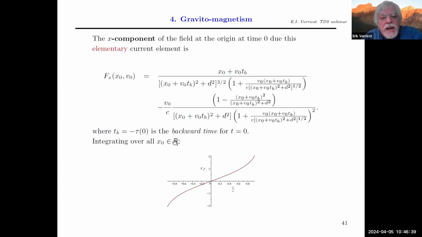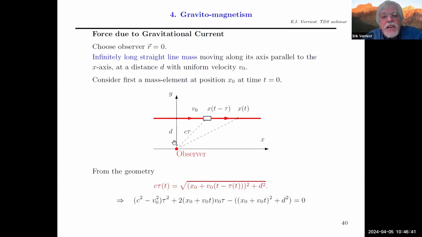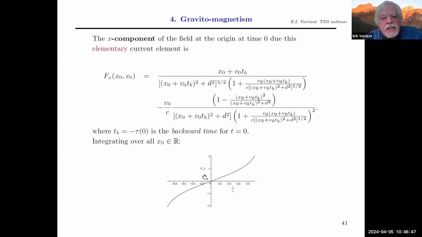But if you now integrate over all x0, that means we integrate over the entire length of the bar, then we see that there is a force in the direction of the motion of the bar, parallel to the bar. And that force is approximately linear, proportional to the velocity of the bar. This is v over c. I say approximately linear because remember my theory is only valid for small values of v.